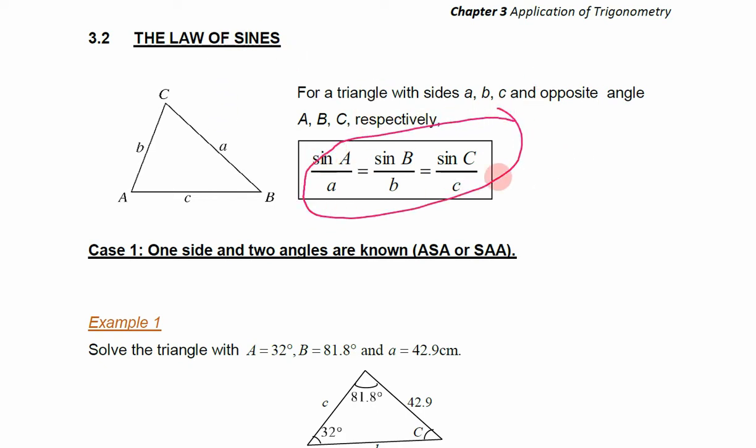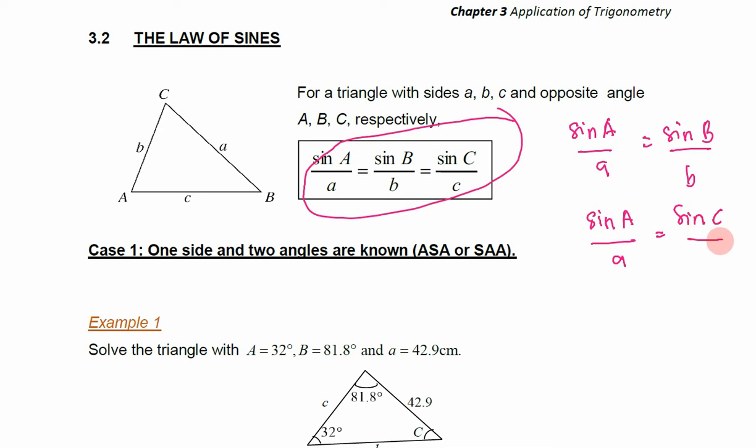Sine A over a, you can put a pair of sine A over a equal to sine B over b, or you can put it as sine A over a equal to sine C over c, and vice versa, or sine C over c equal to sine B over b. It depends on your needs.